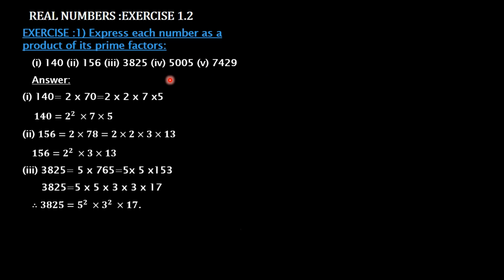Now, next problem, let us do it by the factorization method. So, we can apply different methods here to find the answer of this problem. Okay, so I am introducing all the methods here. So, what is the number? It is 5005. It is divisible by 5 clearly. Okay, so 5005 equal to 5 into 1001.